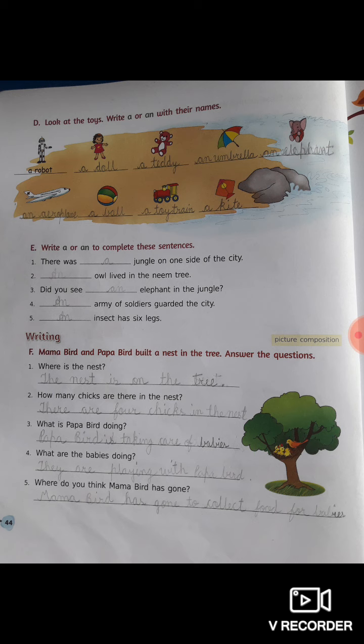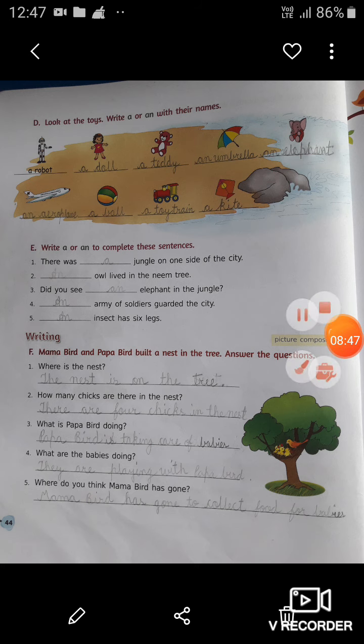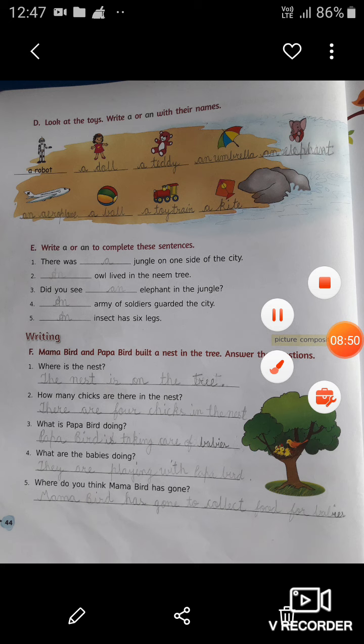Now let's come to the fourth one. What are the babies doing? So students, look at the picture. They are playing with Papa bird. Now let's come to the last question. Question number 5. Where do you think Mama bird has gone? Mama bird has gone to collect food for babies.